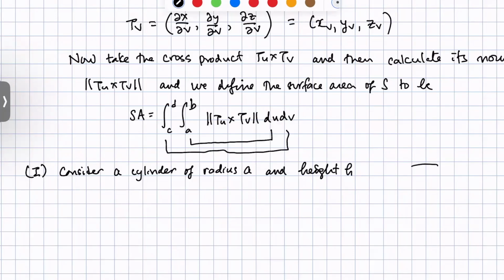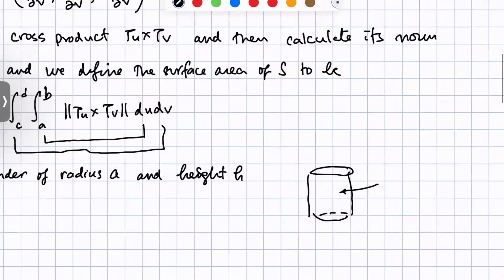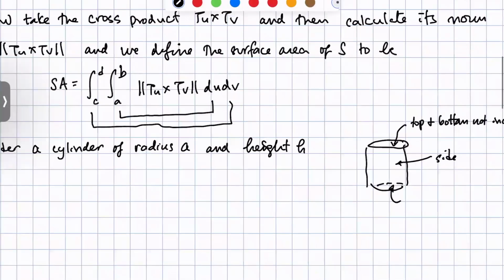Now, the cylinder looks like this. We're only going to look at the surface area of the side. We're not going to include the bottom, so the top and the bottom are not included. We can include them at the very end. This is the side, and we're really interested in the side.